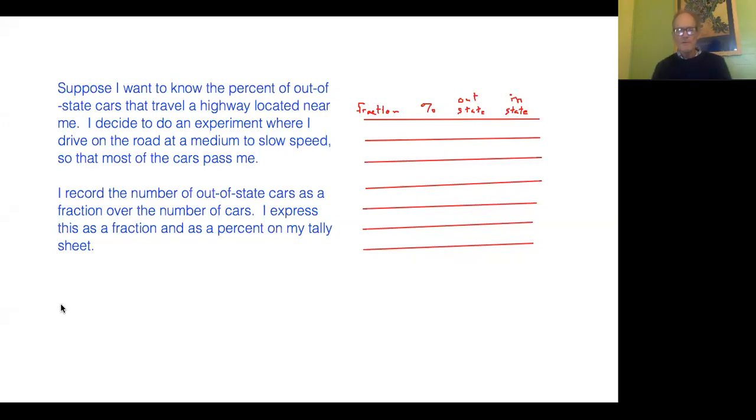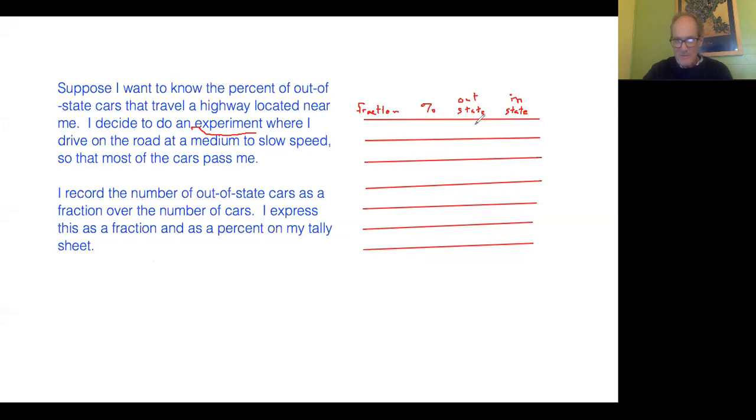So suppose I want to know the percentage of out-of-state cars that travel a highway located near me. I decide to do an experiment where I drive on the road at a medium to slow speed so that most of the cars pass me. As the cars pass, I record the number of out-of-state cars as a fraction over the number of cars. I express this as a fraction and as a percent on my tally sheet.